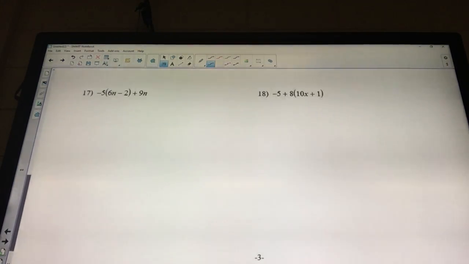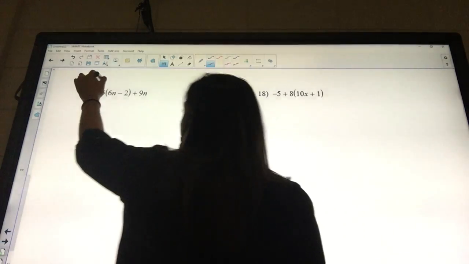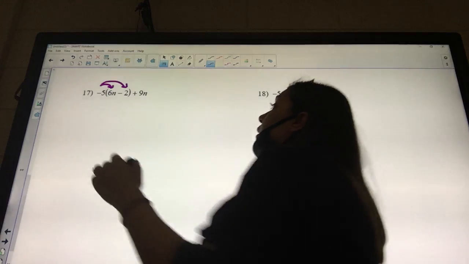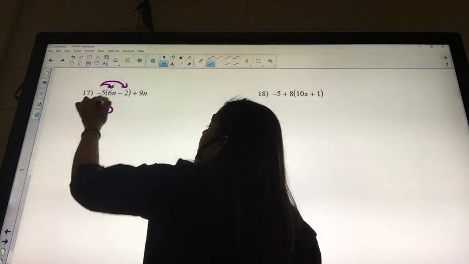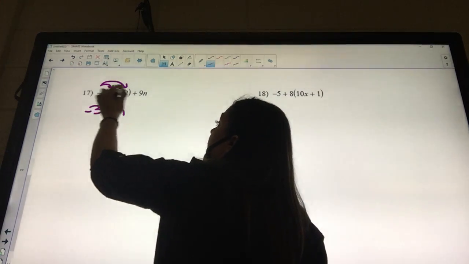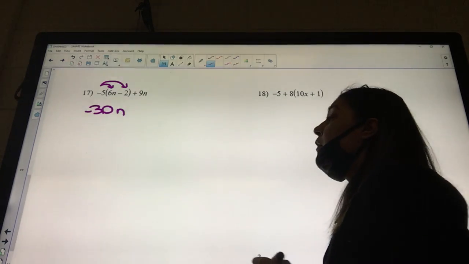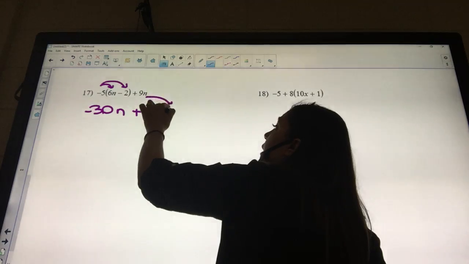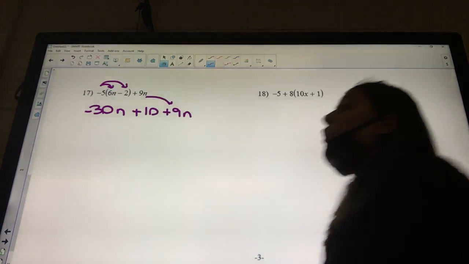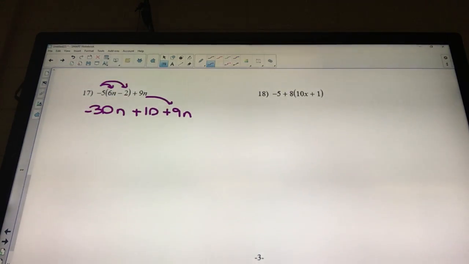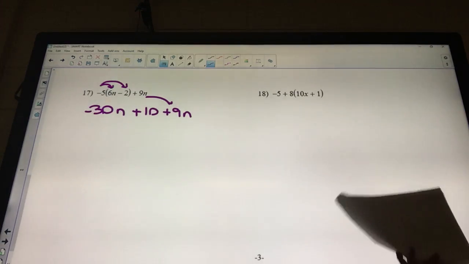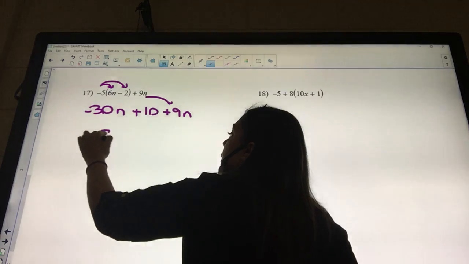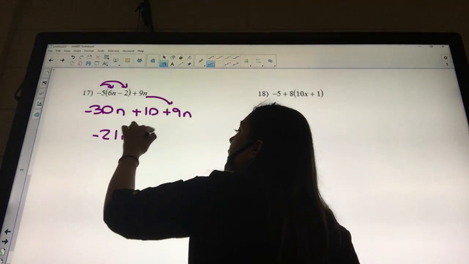Okay, look at 17. We distribute first, no matter what. Negative 5 times 6. Negative 30. Negative 30, how many n's? 1. Negative 5 times negative 2. Positive 10. And we're going to drop this plus 9n down. What can we combine? The negative 30 and the 9 to give me what? Negative 21. Negative 21n plus 10.